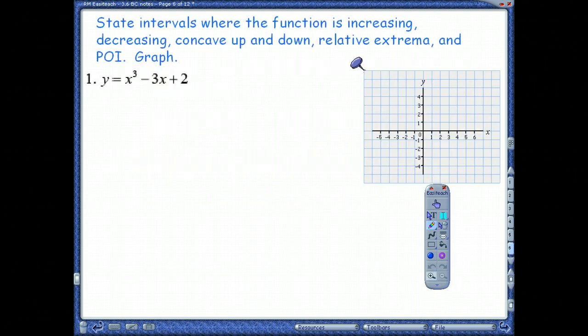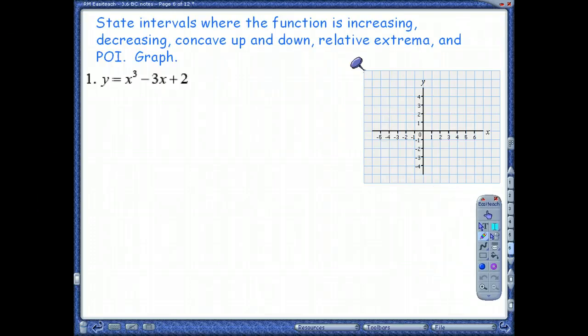Lots of stuff we got to cover. Here we go. Now when we graph it, we're still going to have to state our increasing, decreasing, concave up, concave down, relative extrema, points of inflection, everything we did in section 3.1 to 3.4, except now we get to graph it. Hallelujah. Here we go.